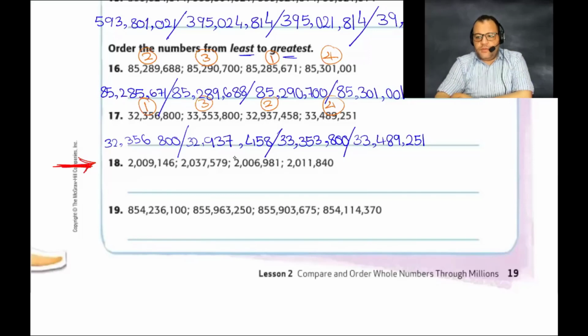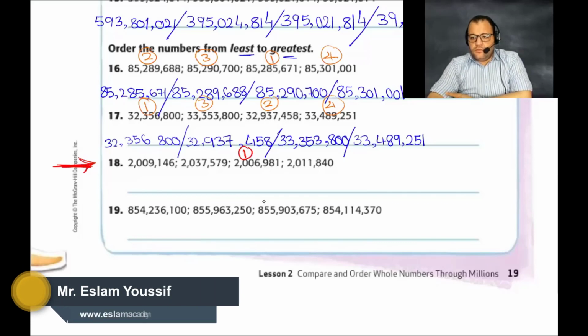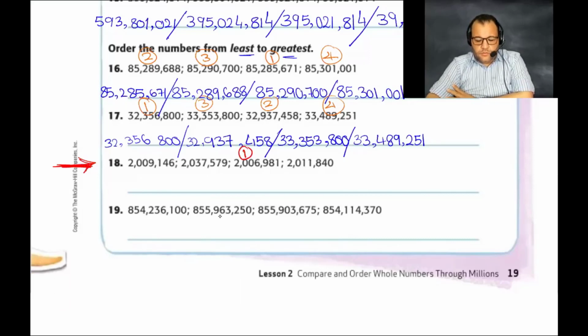2,006,981. Yes, that is the first one. So which one would be number two? Number two would be 2,009,146. Okay, number three. 2,011,848. Okay, that's the next one. That will be number four. Number four. So thanks, Assam.